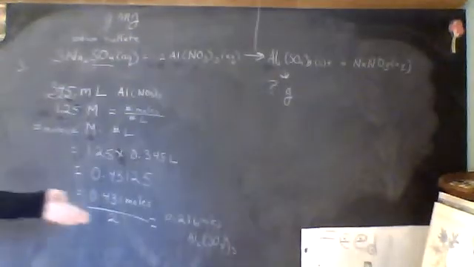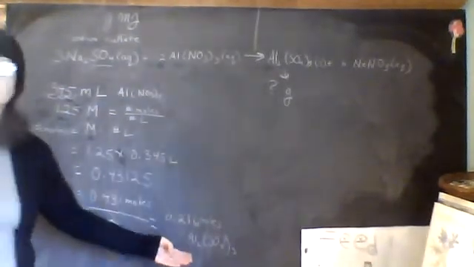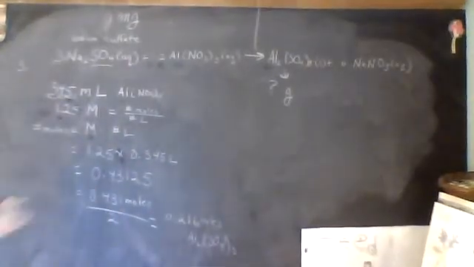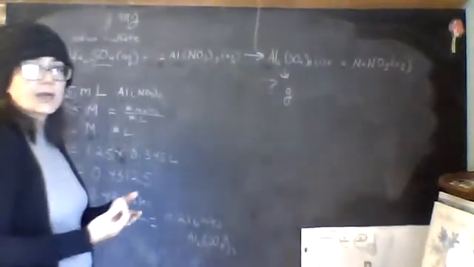Okay, how do I translate that to grams? How do I translate 0.216 moles to grams? Well, we need some AMUs over here. Right. So I have to figure out the molecular weight of Al2(SO4)3.